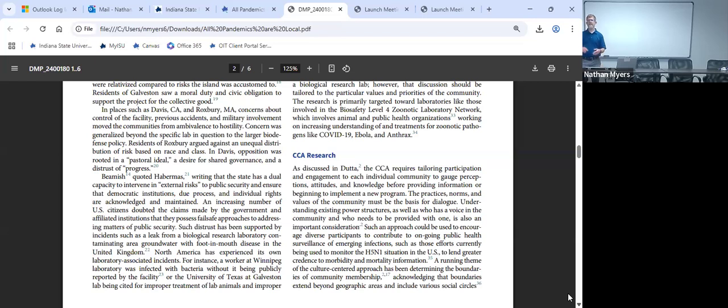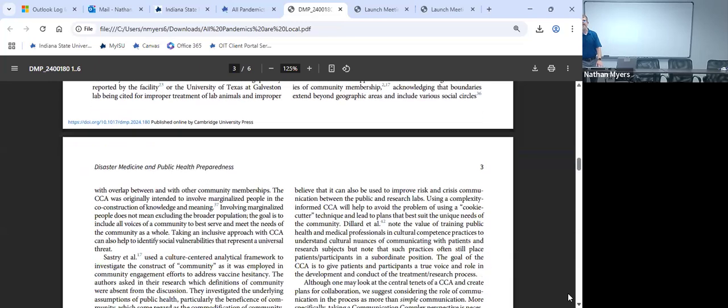So in terms of avian influenza, the article says such an approach could be used to encourage diverse participants to contribute to ongoing public health surveillance of emerging infections, such as those currently used in the H5N1 situation in the US, lending credence to morbidity and mortality information. So again, the idea that if the public is involved in collecting the data, they're more likely to believe the data. If the public is involved in crafting the communication message, they're more likely to follow the communication message. And so forth and so on. If people within the community are organizing the vaccination clinics, maybe more people might be willing to participate in the vaccination clinics.